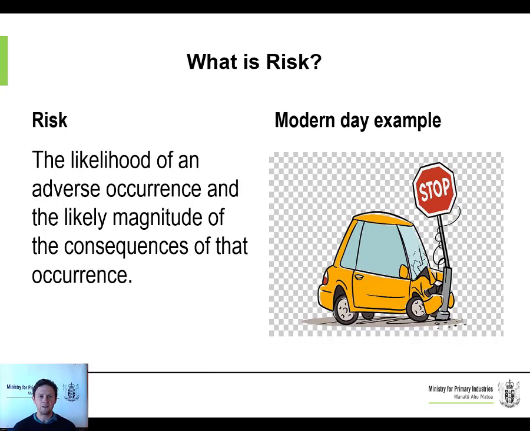What is the likelihood of an adverse occurrence taking place when you step into the car and go for a drive? And what is the likely magnitude of the consequences of crashing? This is a really good example because risks can be quite diverse, but the consequences can be quite diverse as well. This is where the process needs to be robust, and where we look to develop various options for managing those risks.